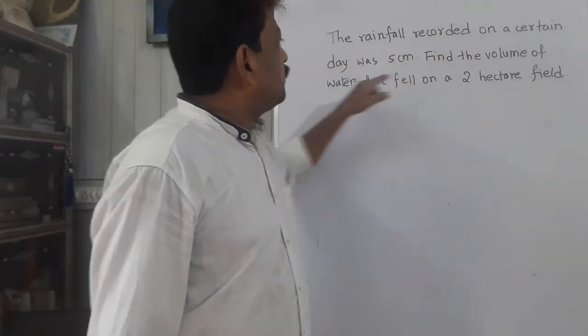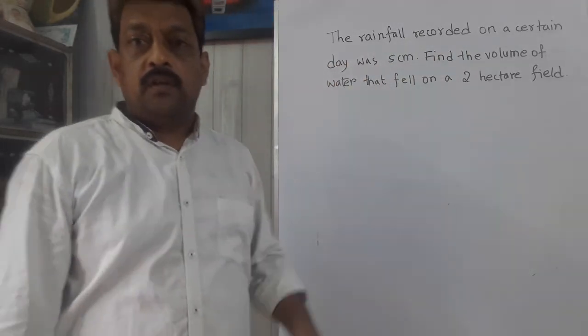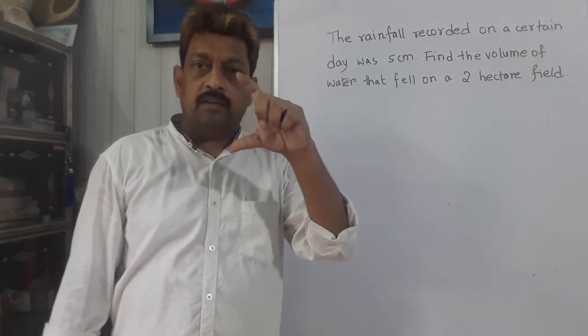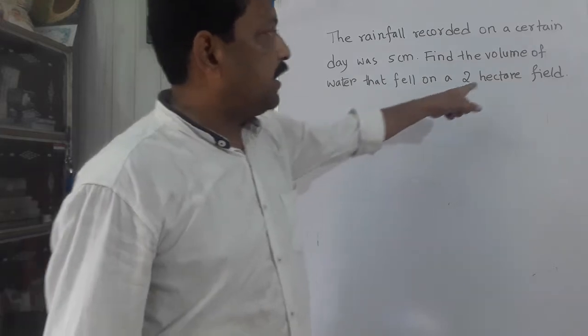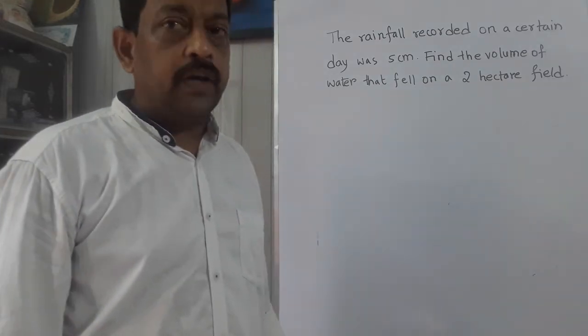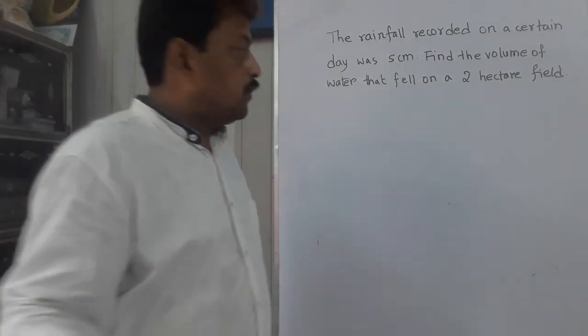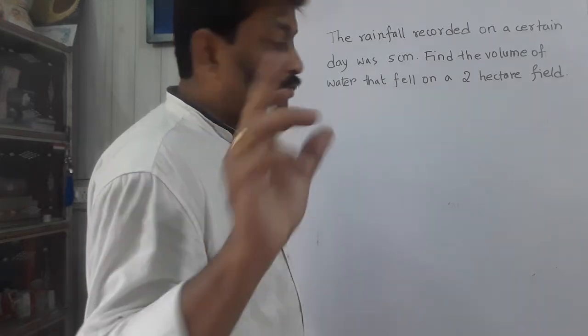The rainfall recorded on a certain day was 5 centimeter means the height of the water collected on the field was 5 centimeter. And the area of the field is also given, 2 hectare. Let me draw a diagram to represent the situation.